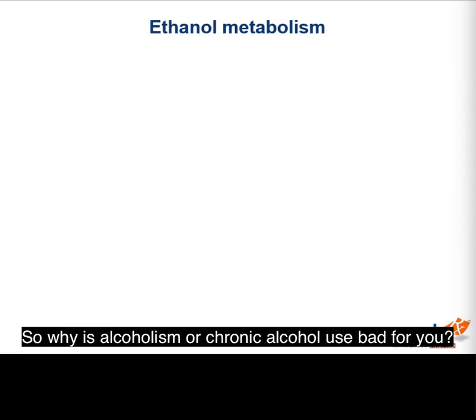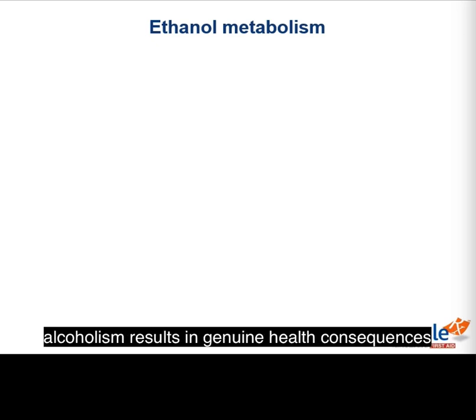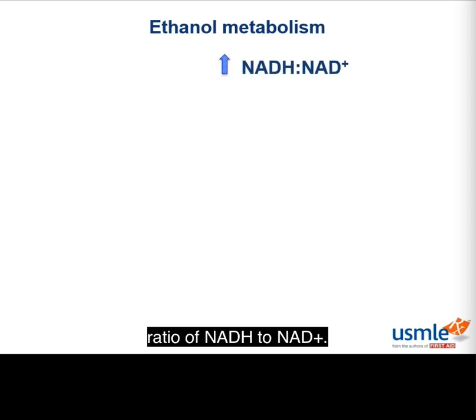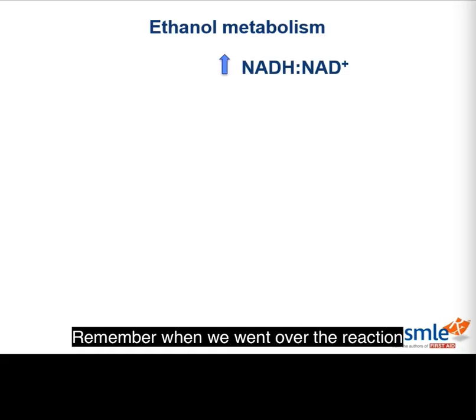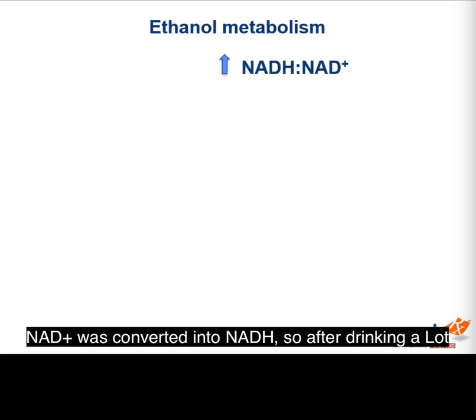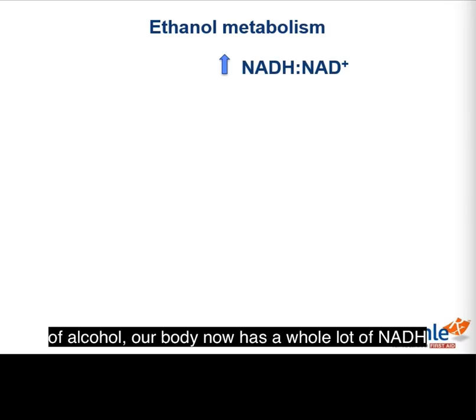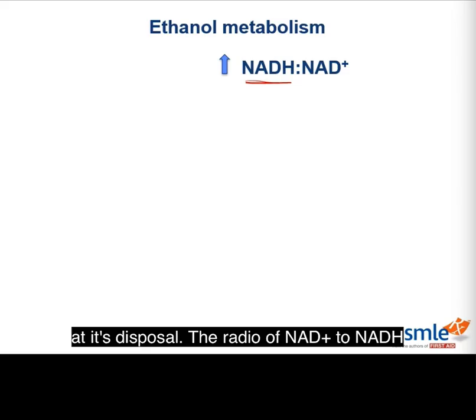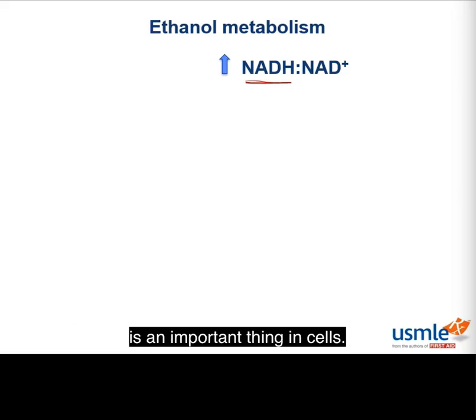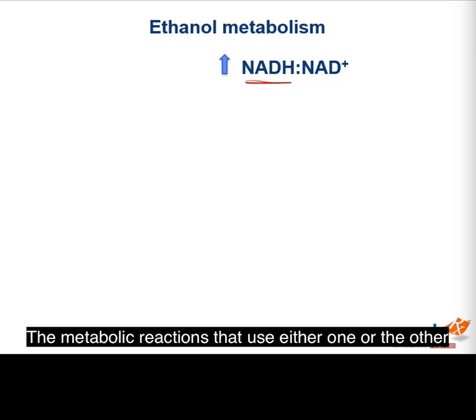So why is alcoholism or chronic alcohol use bad for you? It isn't just frowned upon in excess. Alcoholism results in genuine health consequences by disrupting our normal glucose metabolism. Overall, the metabolism of ethanol results in an increased ratio of NADH to NAD+. Remember when we went over the reaction in the previous slide? NAD+ is converted to NADH, so after drinking a lot of alcohol, our body now has a whole lot of NADH at its disposal. The ratio of NAD to NADH is an important thing in cells. The metabolic reactions that use either one or the other will now be forced to go in a specific direction.